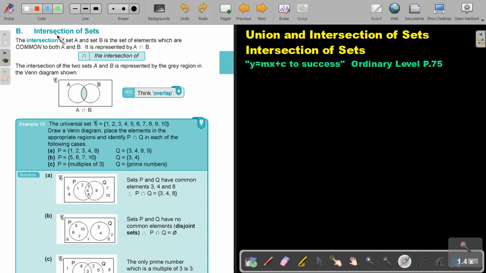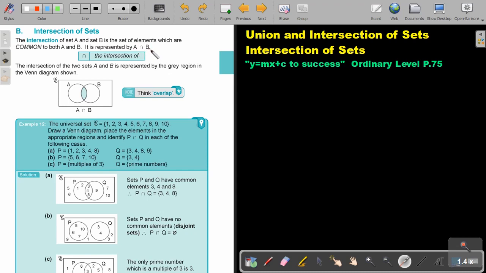Intersection of sets. The intersection of set A and set B is the set of elements which are common to both A and B. It is represented by A intersection B, and that is the sign. Can you see? It's not like a cup that can fill a lot of things. It's upside down, so there's only a certain amount.